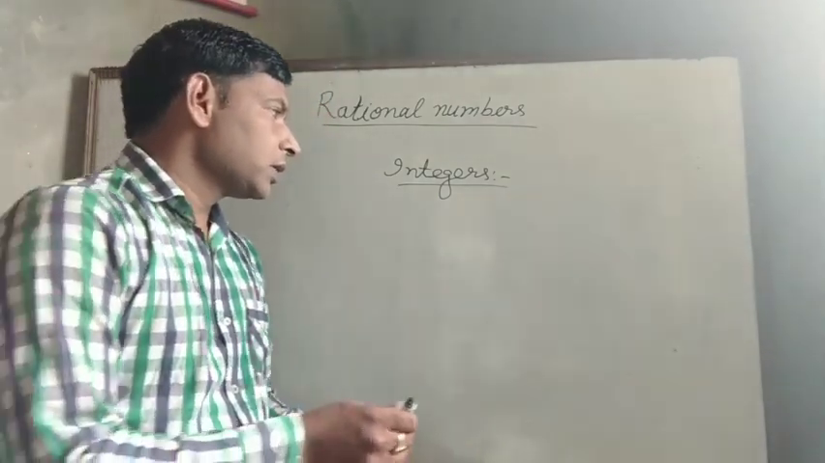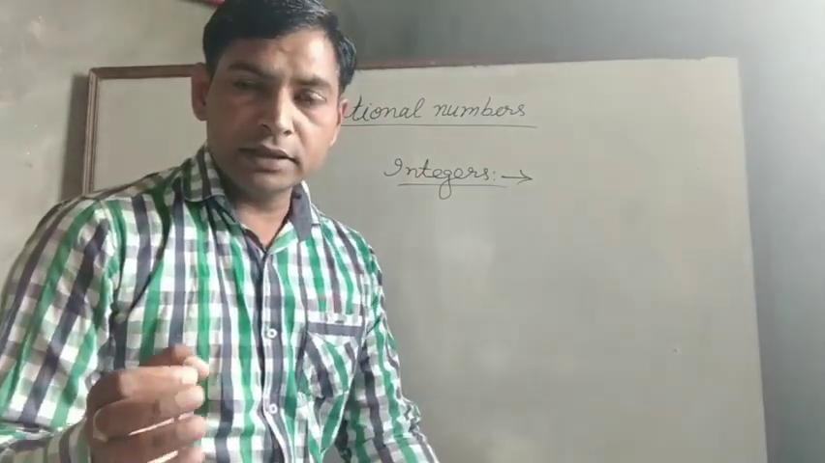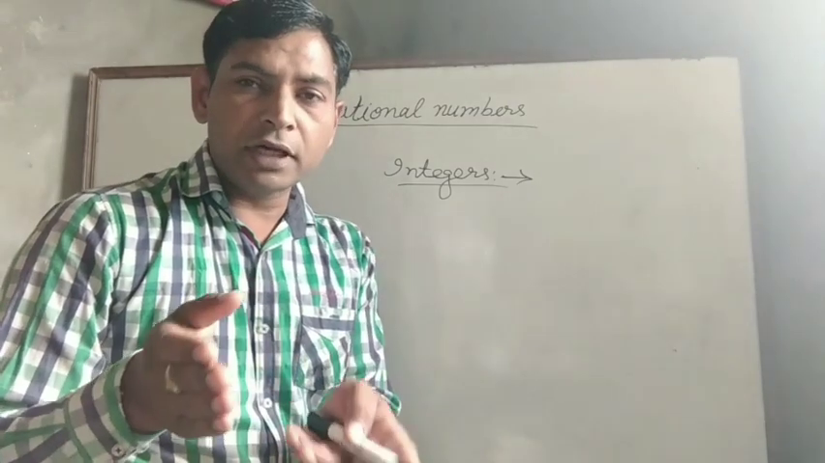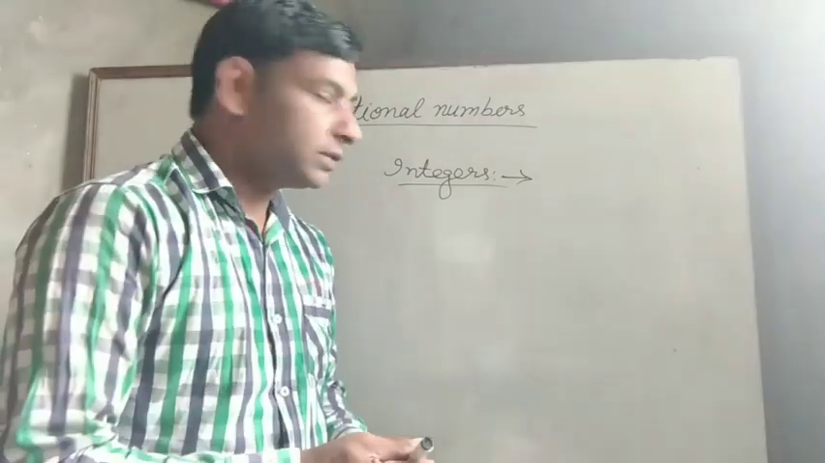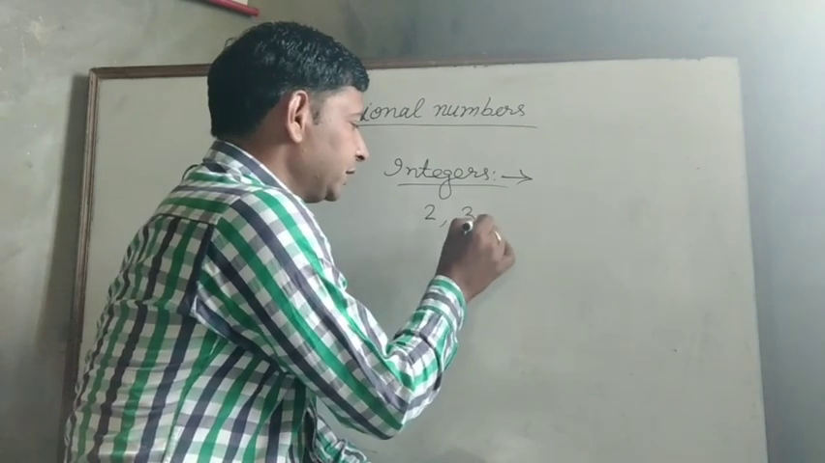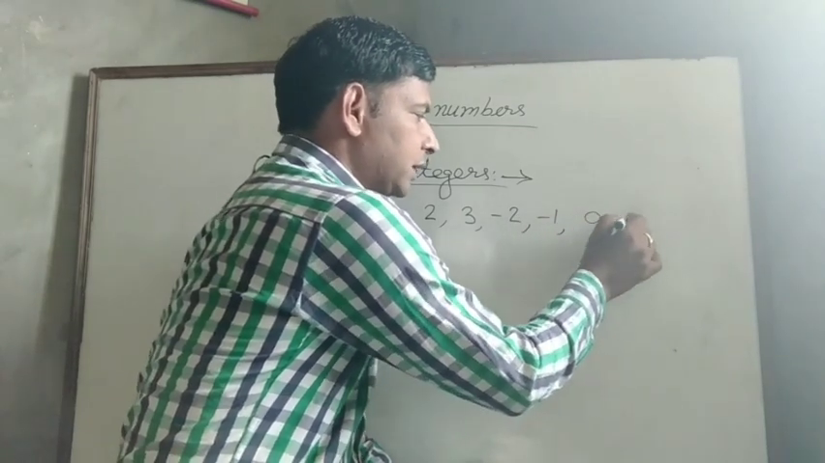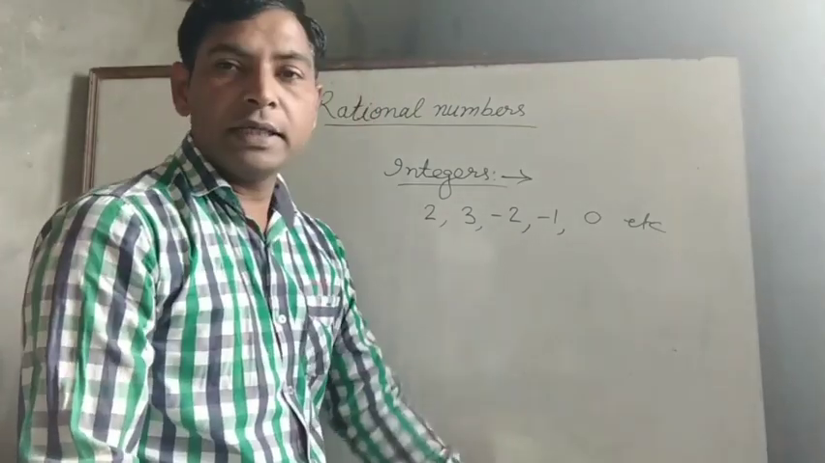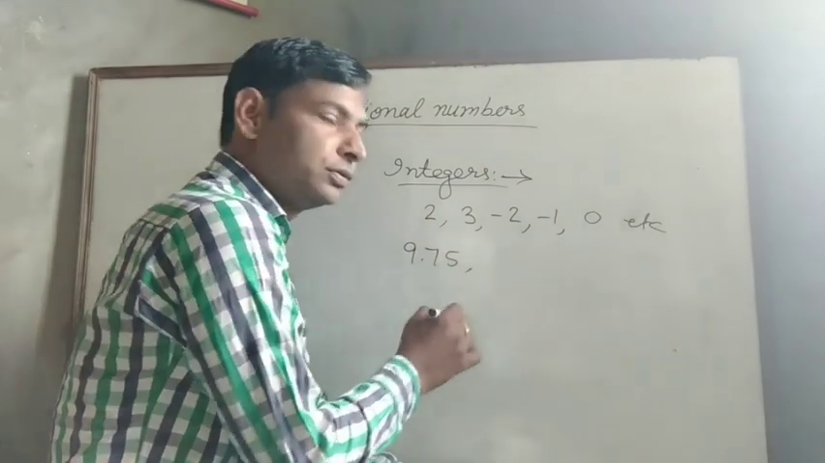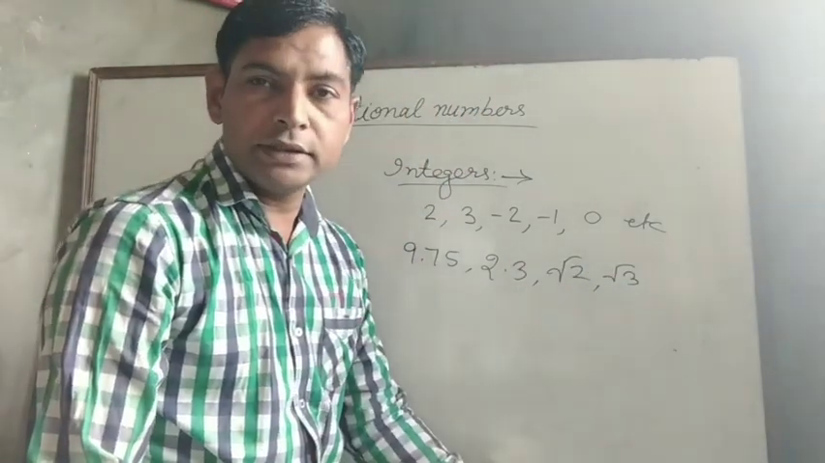Integers. Now, the definition of integers: an integer is a number that can be written without a fractional component, such as 2, 3, minus 2, minus 1, 0, etc. But 9.75, 2.3, root 2, root 3 are not integers.